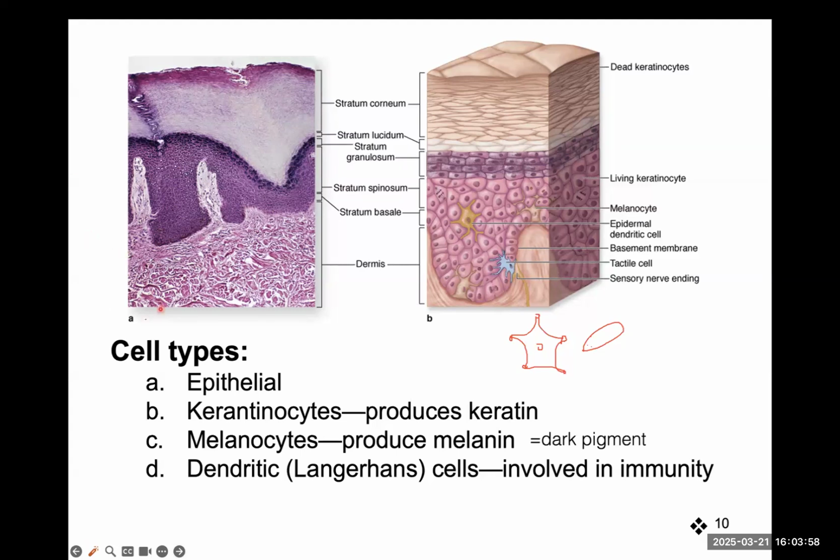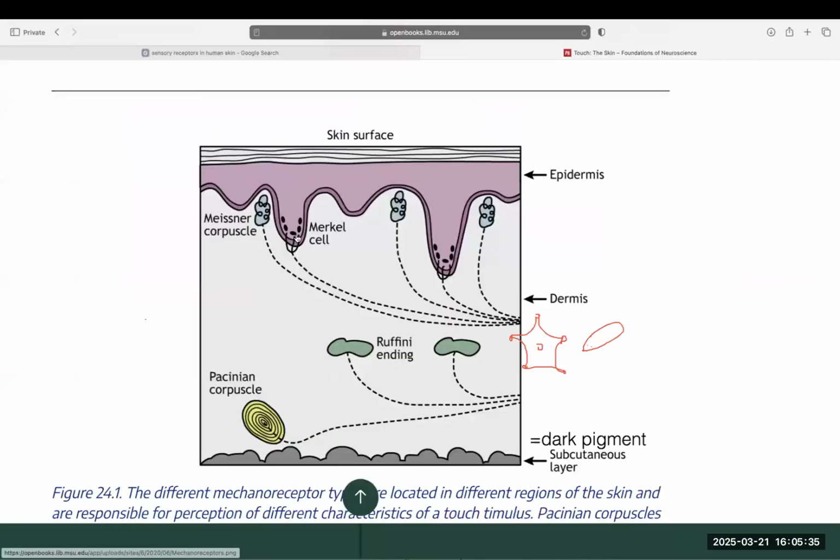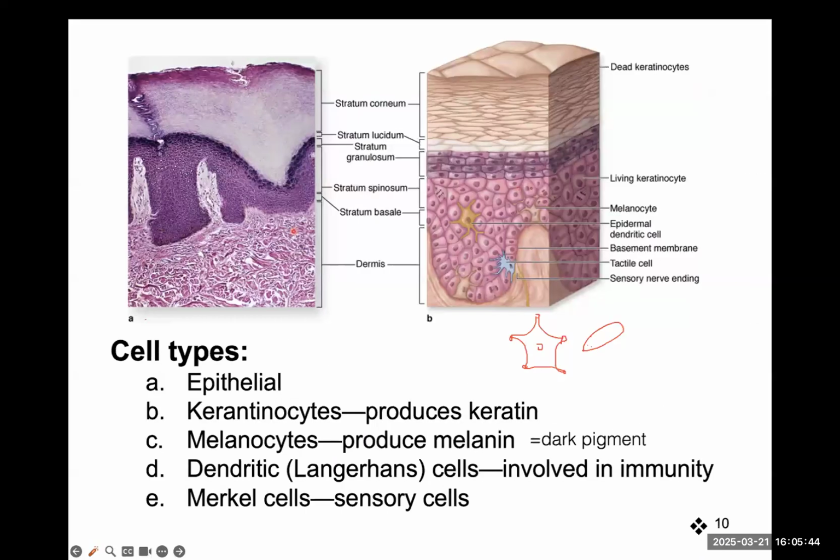Next, we have our Merkel cells. These are sensory cells, and they are going to be responsible for touch, which are sensory receptors in human skin. These are called Merkel cells or Merkel discs. If you were to look these up, you can see these are the Merkel cells, and they are responsible for things like touch, pain, and temperature.